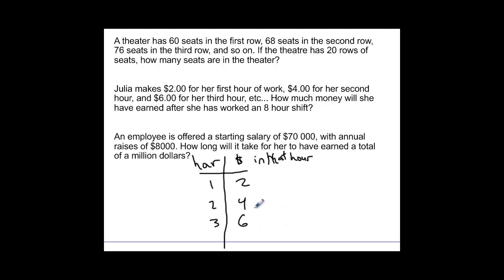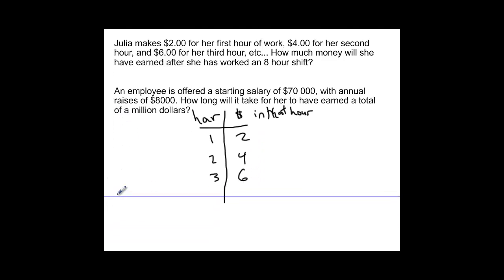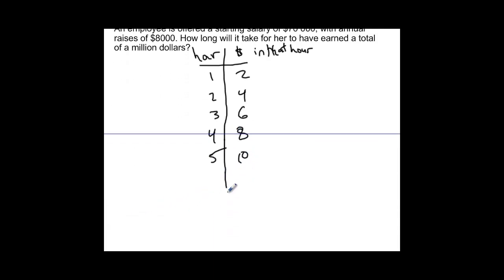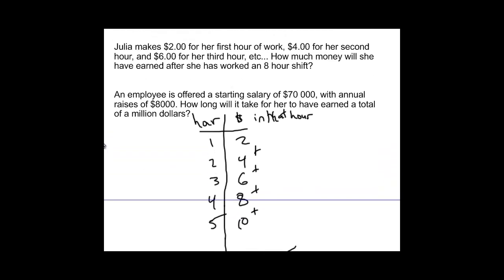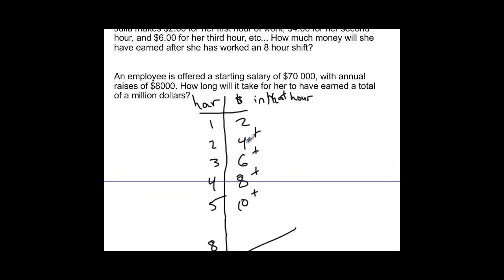So after 3 hours, she's made $2 plus $4 plus $6. So she's only made $12 after 3 hours, which is not really all that good. But it's about to get better, because in hour 4 she makes $8, and in hour 5 she makes $10. You could keep this going, but I don't want you to. After a while she'll have worked 8 hours, and I'm going to have to add all of her money together to figure out how much she actually made total.